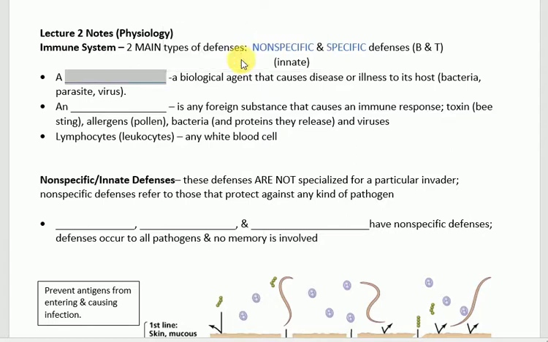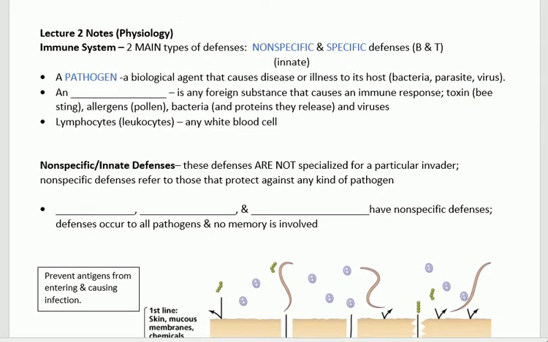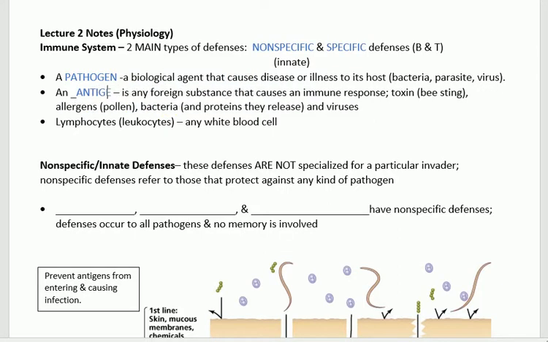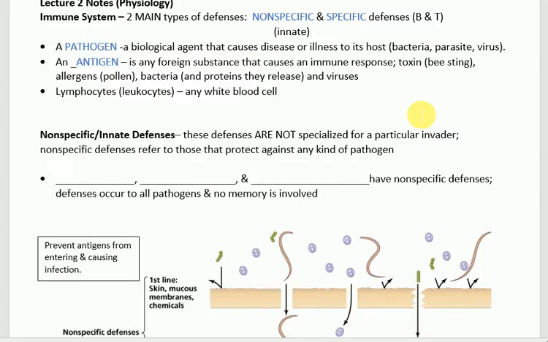So a pathogen is a biological agent that's going to cause disease or illness in the host. So it can be bacteria, it could be a parasite, it could be a virus. And an antigen is any foreign substance that can cause an immune response. So whether it be a toxin like a bee sting, an allergen like a pollen, or a bacteria and any protein that they release, or a virus. And then we have lymphocytes, which are also called leukocytes, and these are basically any white blood cell.